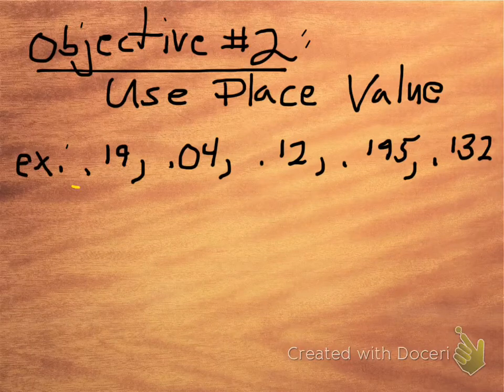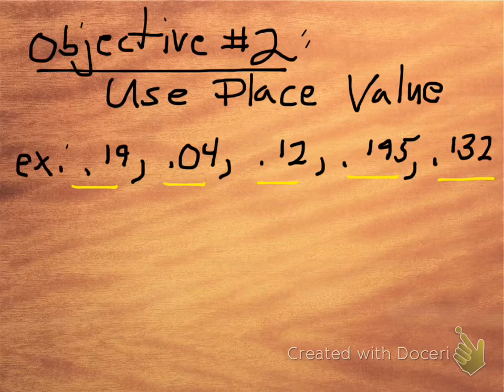Okay, now 0.19, 0.04, 0.12, all of those are hundredths. All 3 of those have 2 decimals. Okay, but the last 2 decimals represent thousandths. They have 3 decimal places.